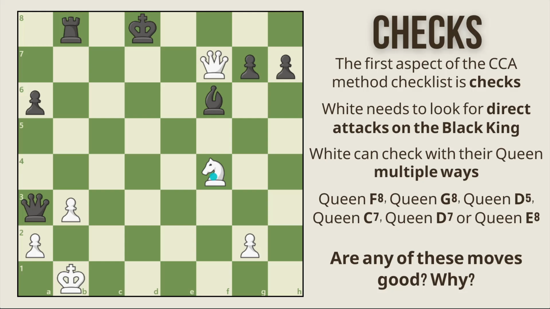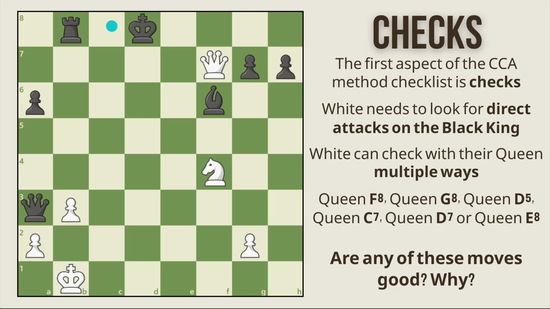And I think you mentioned it before. So knight d3 is a move as well. But remember, we're looking at the CCA method, so we're looking for checks, captures, and attacks. So how can we move this knight so that we follow the CCA method? Knight e6, that's correct. So if we move the knight to e6, where does the king move to? It has to move to c8.